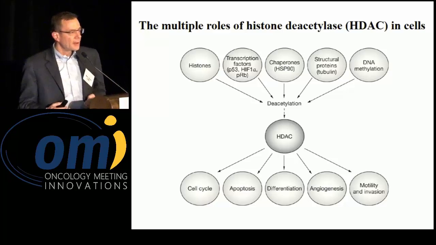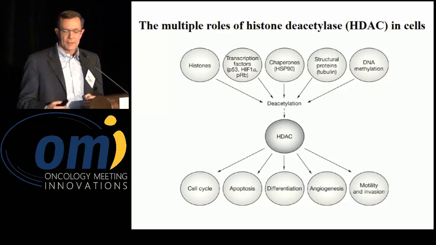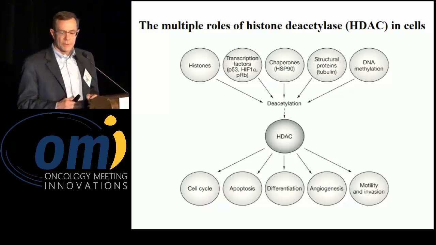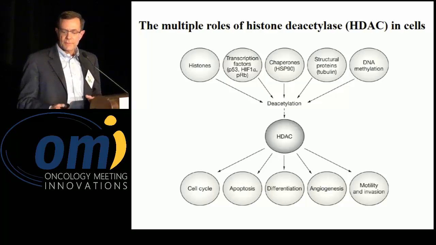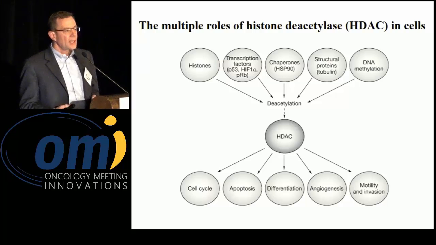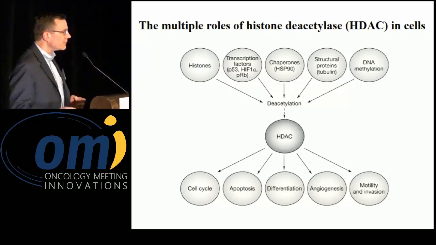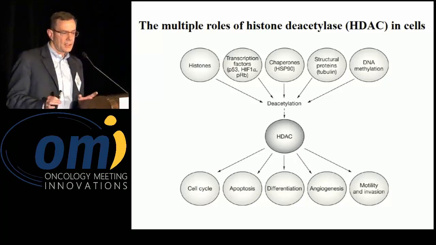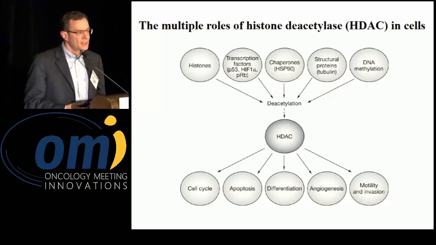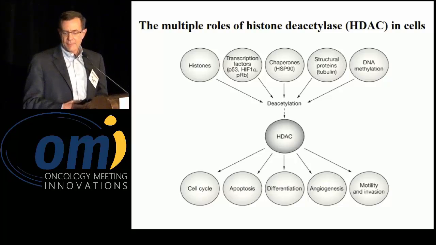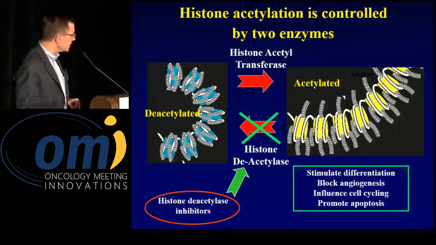We typically talk about deacetylase inhibitors and think about histones, but you have to also remember they have non-histone targets too, like transcription factors, chaperones, structural proteins, or DNA methylations. And they have a lot of downstream effects if you actually hit the HDAC with an HDAC inhibitor, including effects on cell cycle, apoptosis, differentiation, angiogenesis, and cell motility.